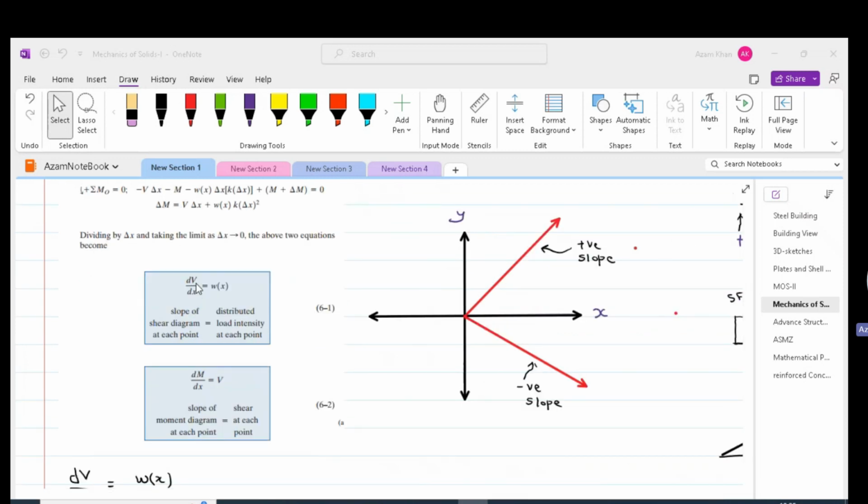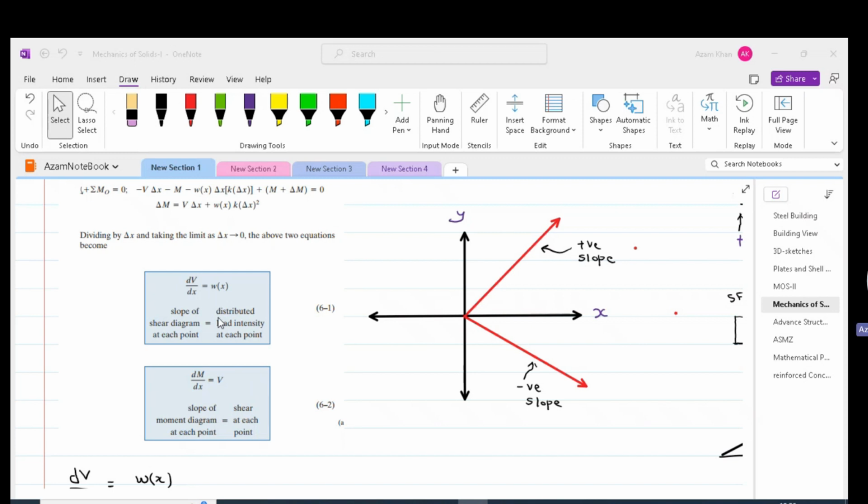Thus, we get two conditions. One is the slope of the shear diagram at each point is equal to the magnitude of the distributed load at that point. So dV by dx is equal to W of x. The second equation is the slope of the moment diagram at each point is equal to the shear at each point. So dM by dx is equal to V. These two equations help us draw shear force and bending moment diagrams quickly.